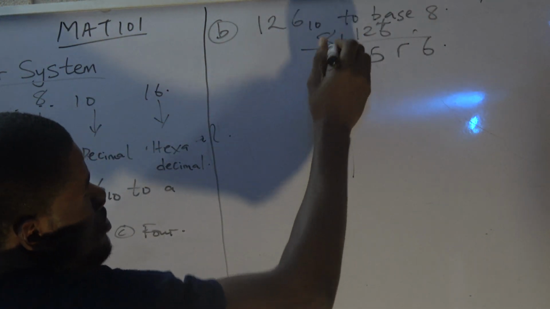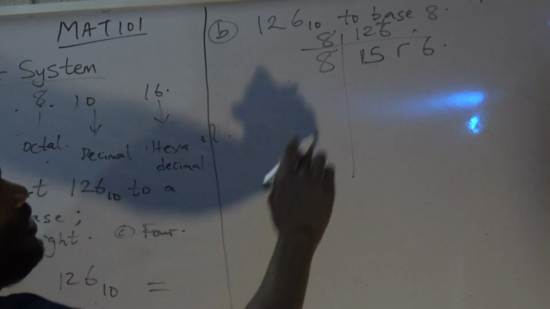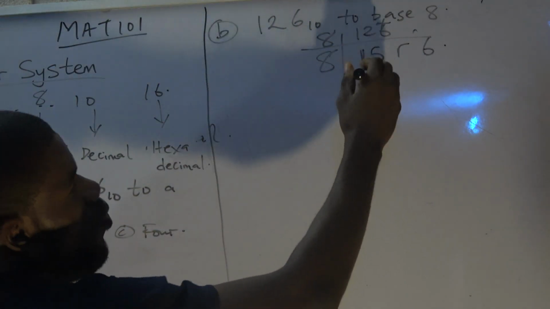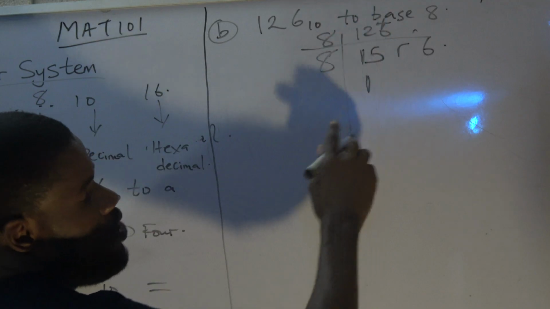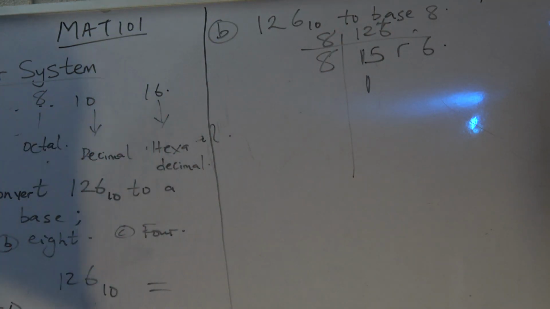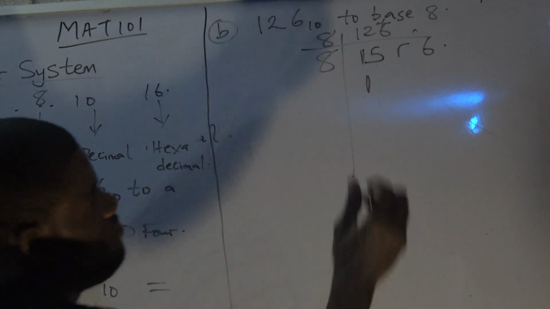Now 8 has to divide 15 again. 8 in 15 will give you 1. 8 times 1 is 8. Now for you to know your remainder, you count 8, 9, 10, 11, 12, 13, 14, 15. So it's giving you 7.